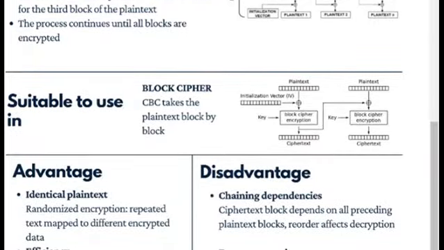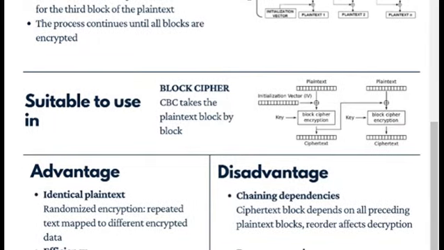Okay, next I'm going to tell you where CBC is suitable to be used. CBC is suitable for block ciphers because CBC is an operation for block ciphers to encrypt a sequence of bits as a single unit, or block, with a cipher key applied to the entire block. It takes the plain text block by block, so it's not a stream cipher, because it's more complicated.